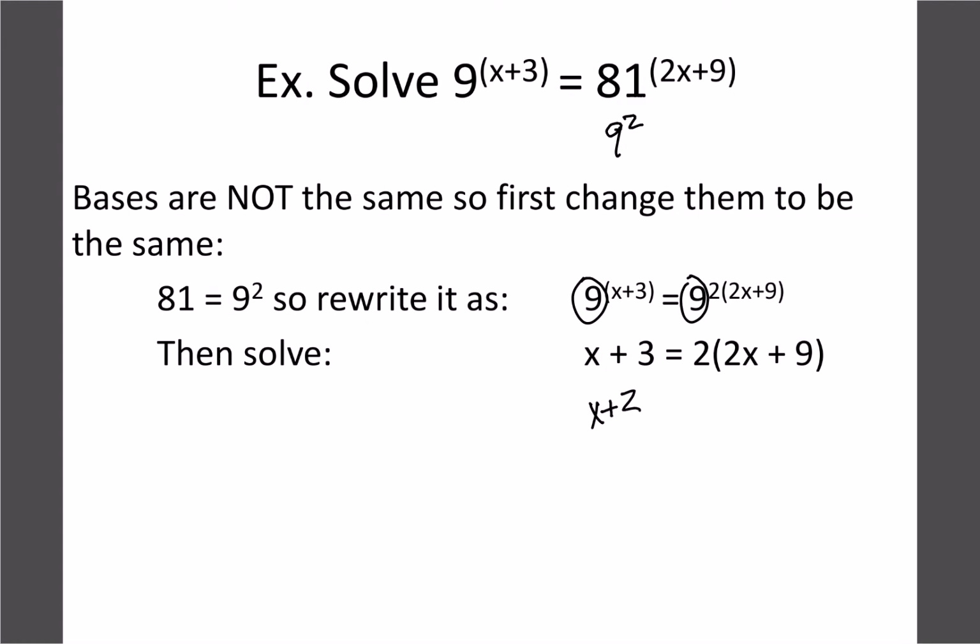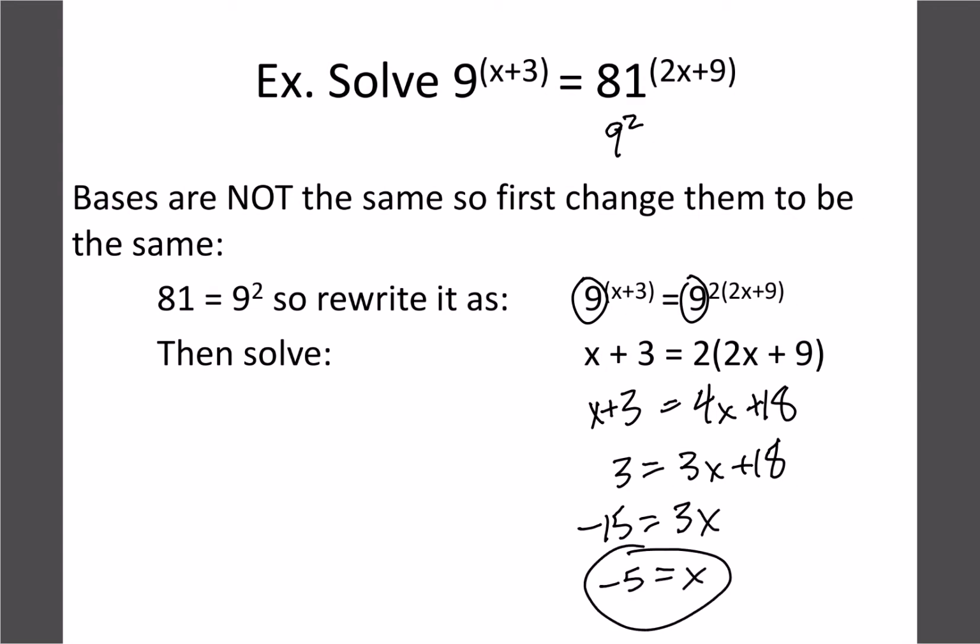So we'd have x plus 3 equals 4x plus 18. Let's bring the x over, so we'd have 3x plus 18. Bring the 18 over and divide by 3, we get negative 5. So it works pretty well as long as you can make those bases the same.